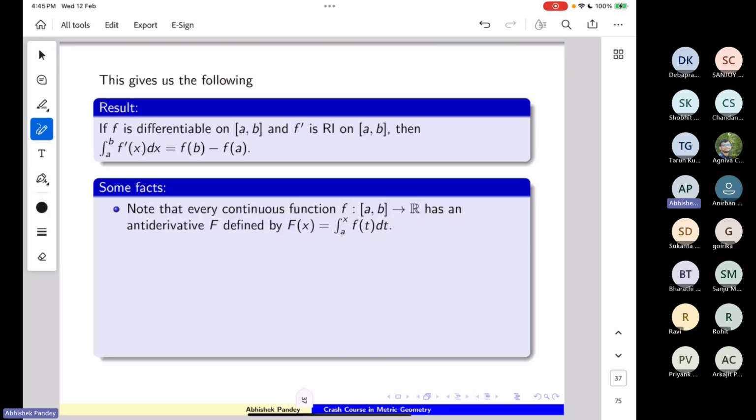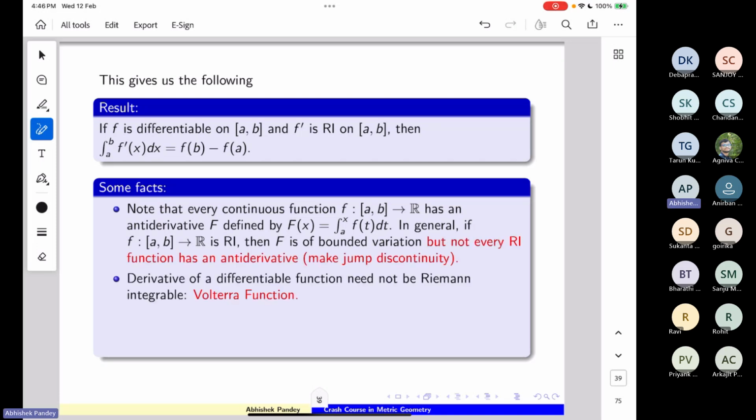But every continuous function has an antiderivative, and there is a way to construct an antiderivative, which is just by taking the integration from a to x of f of t and defining F of x. In general, if f is Riemann integrable, then whatever F we are getting is of bounded variation.